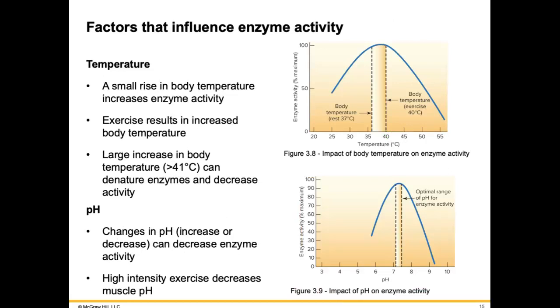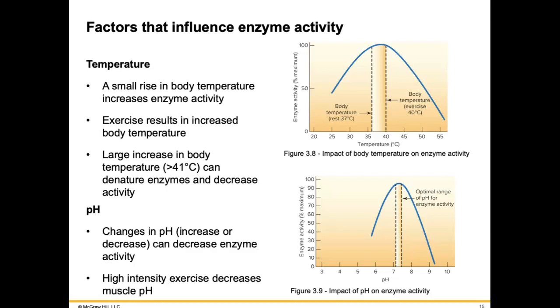I mentioned that we would talk about the factors that influence enzyme activity, such as temperature and pH, and here we are. So when we have a small rise in the body temperature, we are going to increase enzyme activity. And if you think about when we're exercising, that helps to raise our body temperature. So when we have larger increases, though, above 41 degrees Celsius, that can denature our enzymes and decrease the activity. So it is a fine little window that we want to stay within of when our enzymes can function optimally.